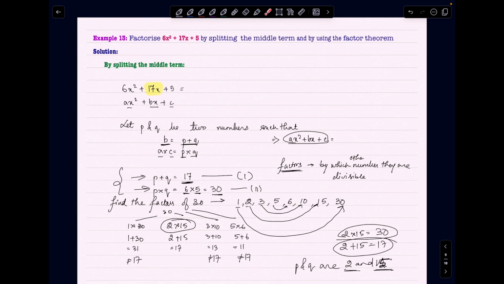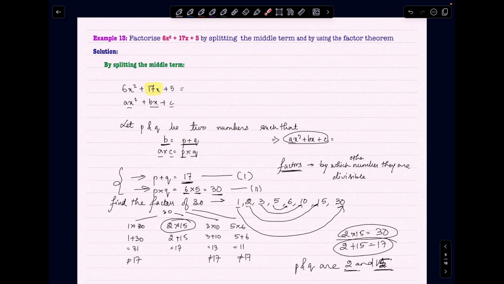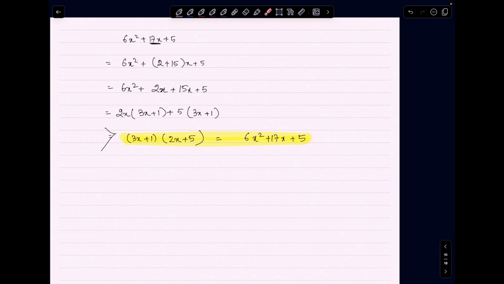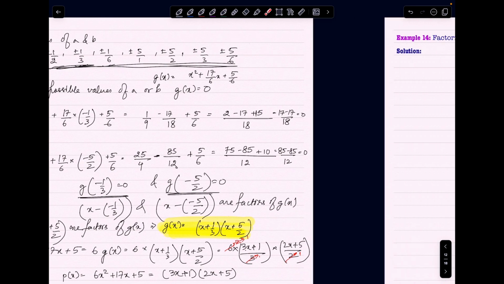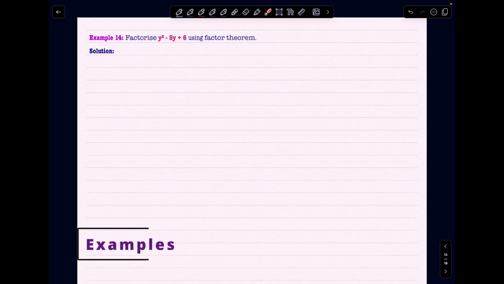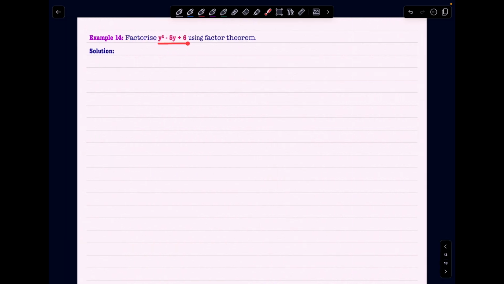Here in the splitting the middle term, because I have to explain, I have taken 2 pages, but it can be solved within 2 or 3 lines also. Okay, in this question it can go to 5 or 6 pages. Understood? But here you see in this question, it is said: factorize y square minus 5y plus 6 using factor theorem. Okay, here you will see that factor theorem is very easy.